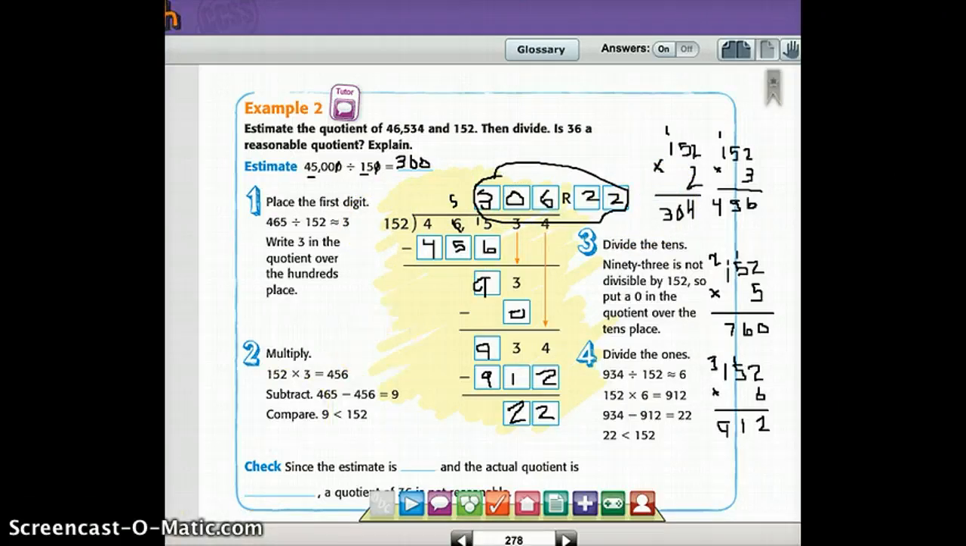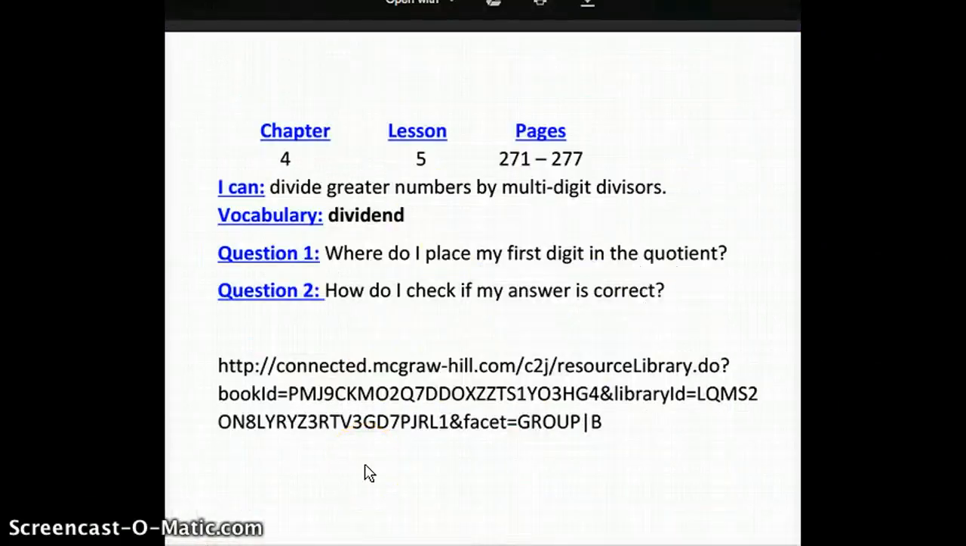Okay, so look back in your questions. Question 1 was, where do I place my first digit in the quotient? And question 2 is, how do I check if my answer is correct? So make sure you answer those in the form, please.